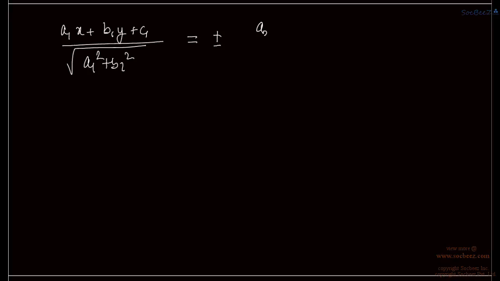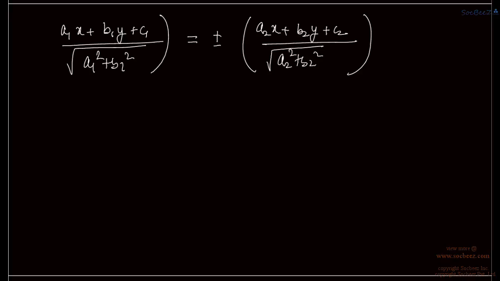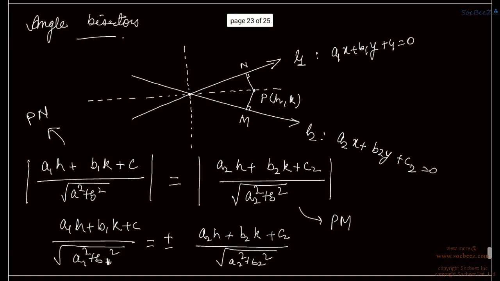We have the equation of angle bisectors as (A1x + B1y + C1)/√(A1² + B1²) = ±(A2x + B2y + C2)/√(A2² + B2²). So by plus we will be getting one equation, and by minus we will be getting another equation. So we have the equations of these angle bisectors. One is the bisector of the acute angle and another is the bisector of the obtuse angle. So we have to see which one is the bisector of the acute angle and which one is the bisector of the obtuse angle.